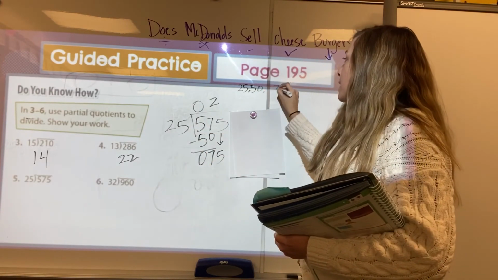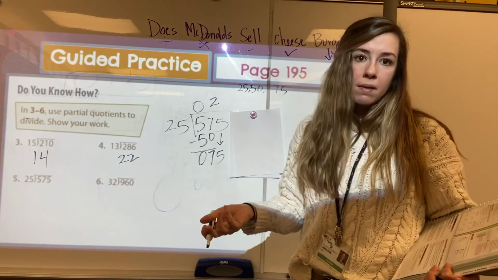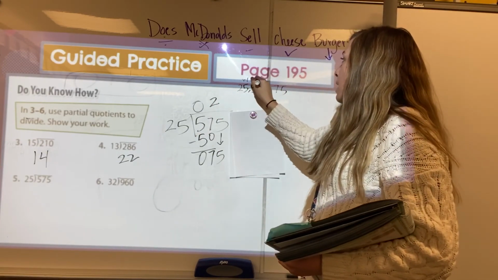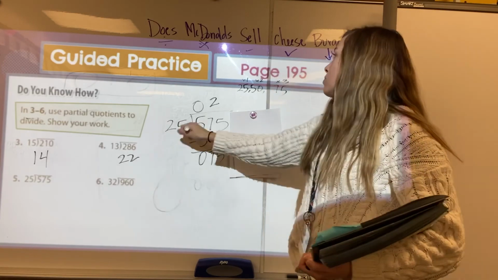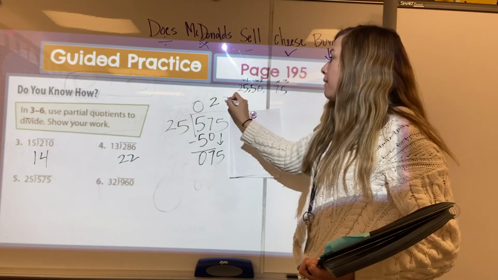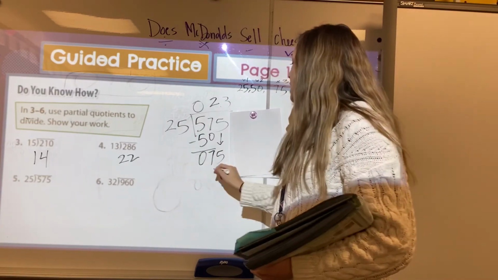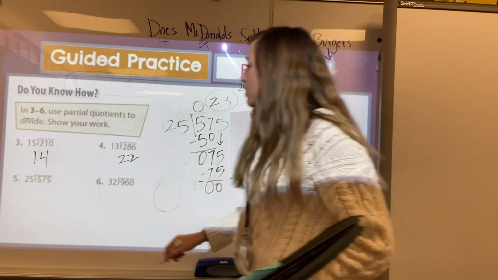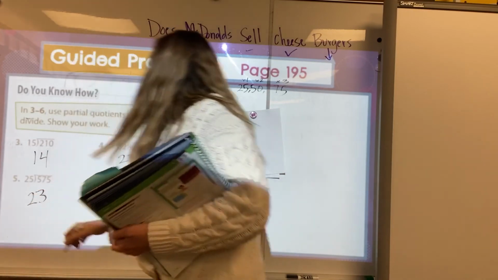Well, I know my next one is 75. 3 quarters, 75 cents. So this is times 1, times 2, times 3. 25 is going to go into 75 3 times. 25 times 3 is 75. I subtract it out. And my answer for this one is 23.